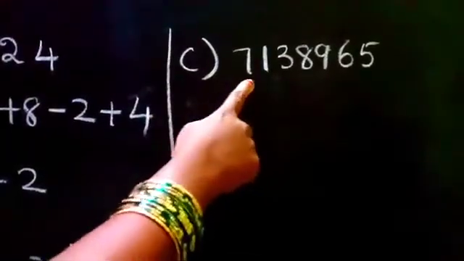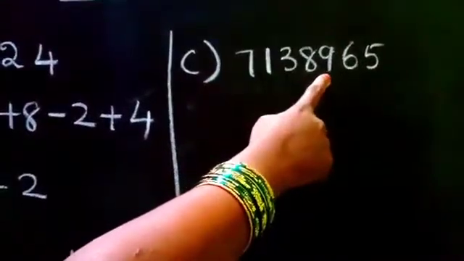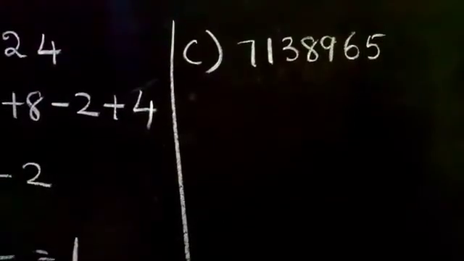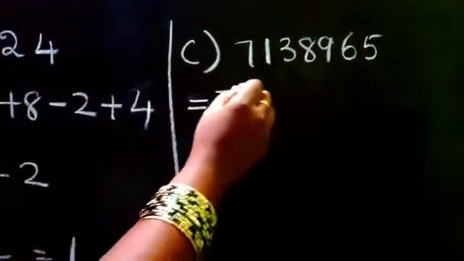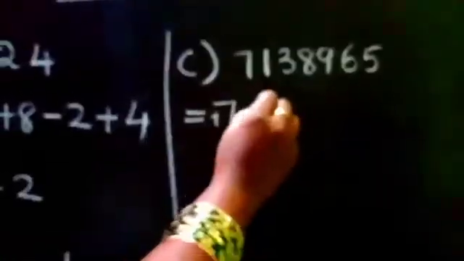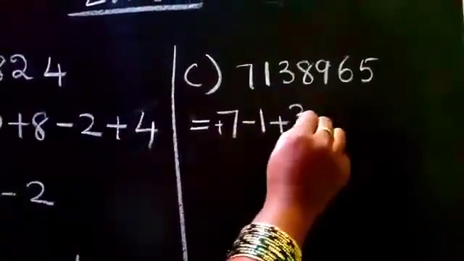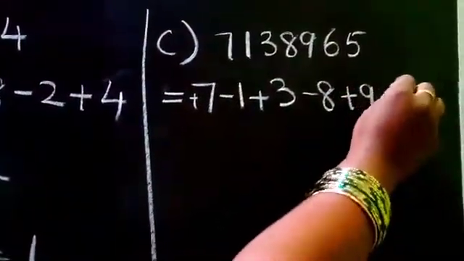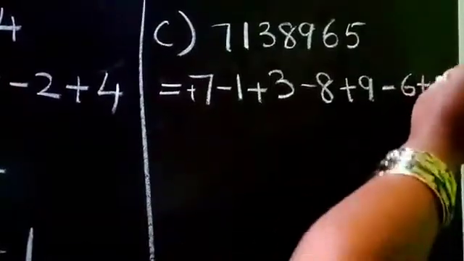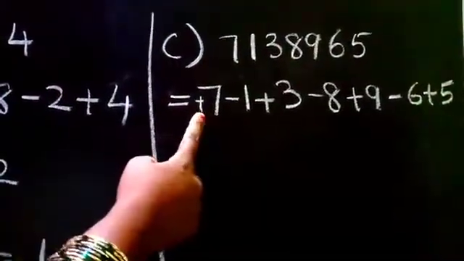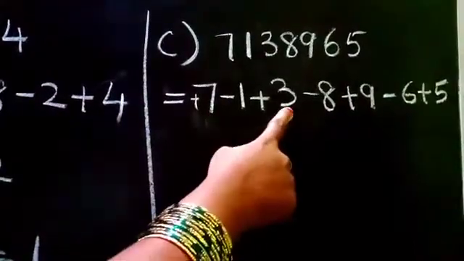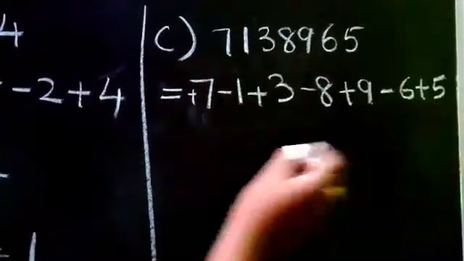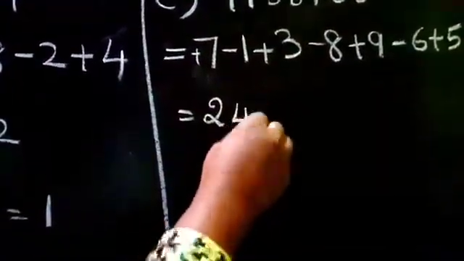C question is 71,38,965. Will it divide by the 11th table or not? We will check now. First number plus, second number minus 1, third number plus 3, fourth number minus 8, fifth one plus, sixth one minus, next number is plus. Now we have to add all the plus numbers. 7 plus 3 is 10, 10 plus 9 is 19, 19 plus 5 is 24.